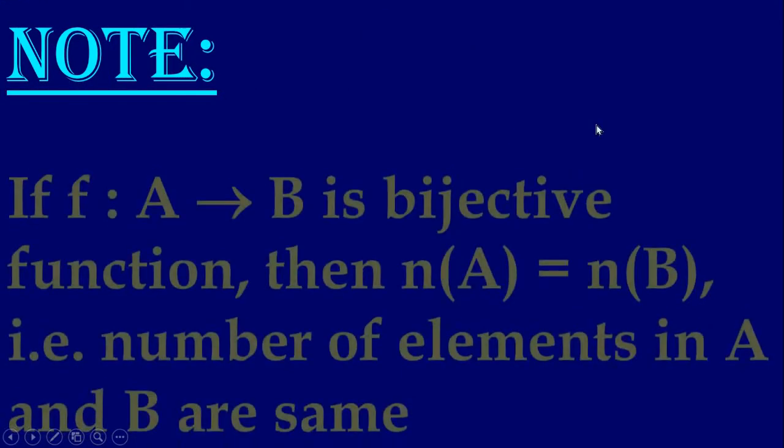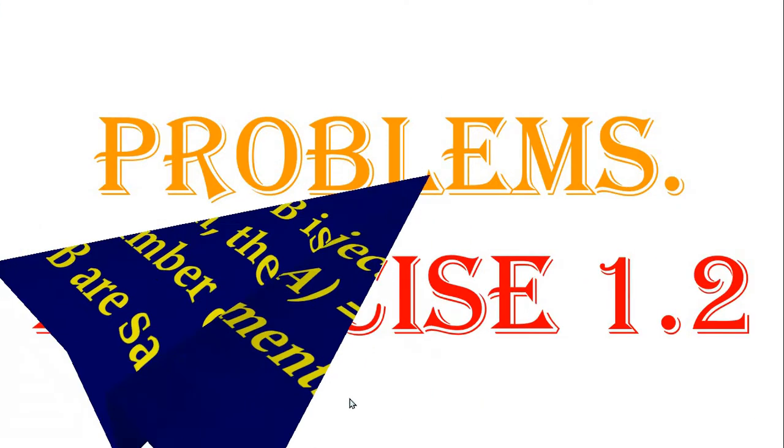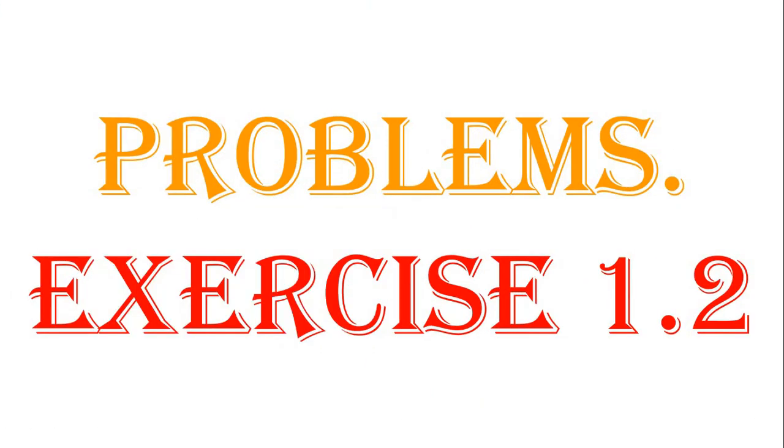Next, some notes. If a function f from A to B is bijective, then n(A) equals n(B). If a function is bijective, then the total number of elements in set A and the total number of elements in set B is the same. Next we discuss some problems. These problems are from exercise 1.2.